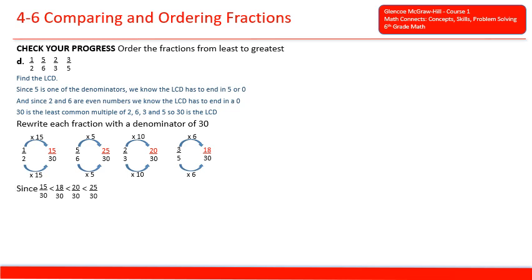So now we have to place these in order from least to greatest. And we get 15/30, 18/30, 20/30, and 25/30. And then if we convert those back to their original, that's what order they're in.